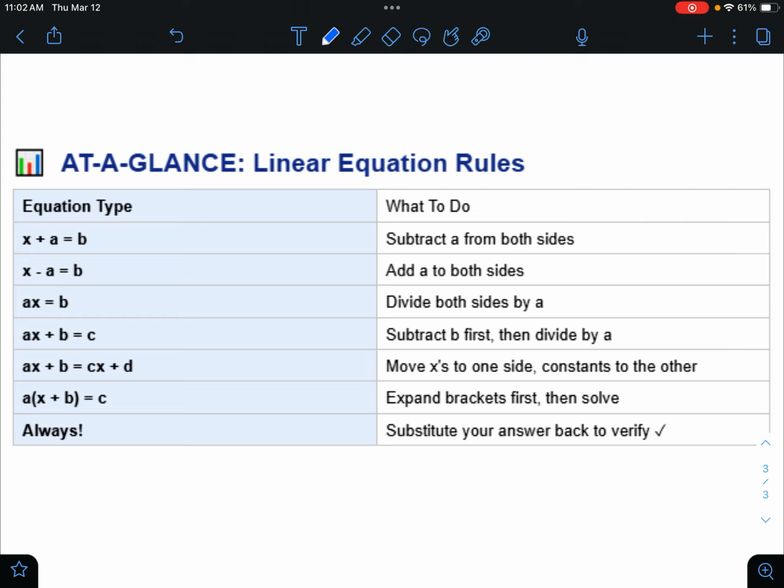If you have ax plus b equals c, you subtract the b value first, then you would be left with ax by itself, and then you divide by a afterwards. If you have something more complicated, you're going to move all of the x's to one side and the constants to the other. And if you have something like a times x plus b, you have to expand your brackets first and then solve. And always, you could substitute your answer back in to verify, using a left side equals right side check.